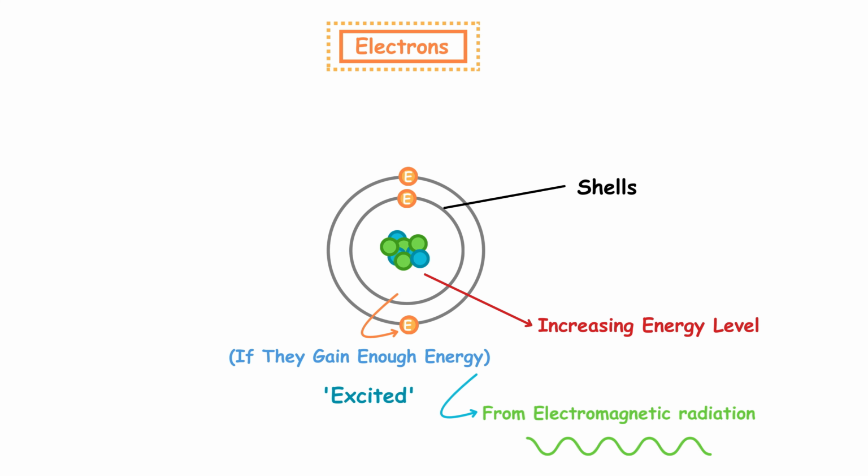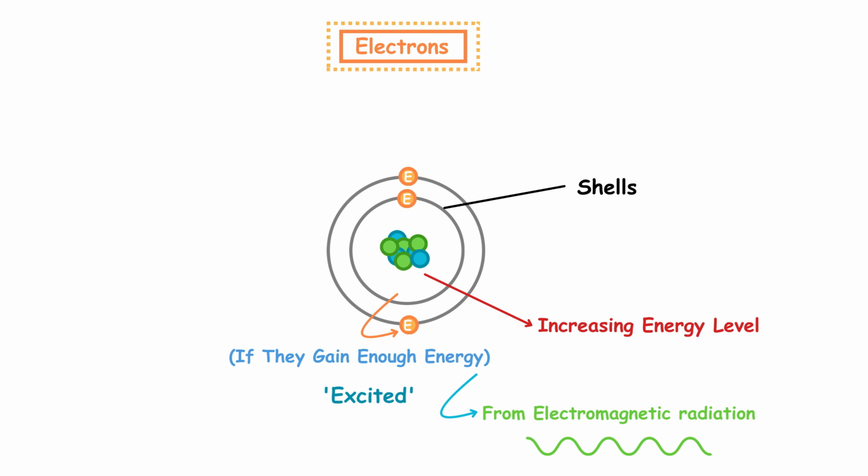Electrons are arranged in a series of energy levels, or shells, around the nucleus. Each shell is farther away from the nucleus and has a higher energy level. Normally, electrons stay in their assigned shell, but if they gain enough energy, they can jump up to a higher energy level, and at that point, we say the electron is excited.